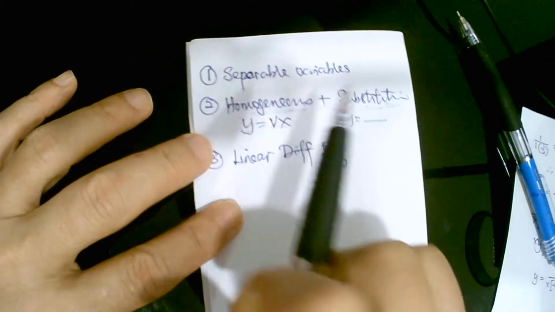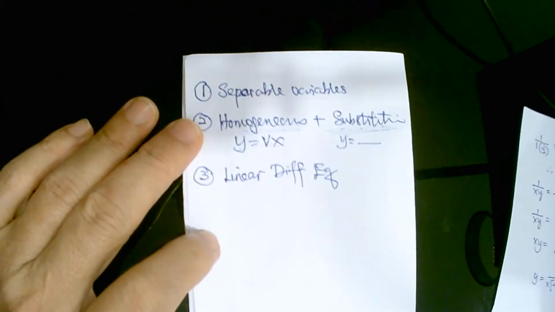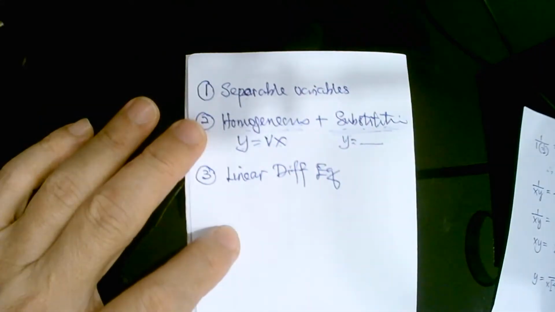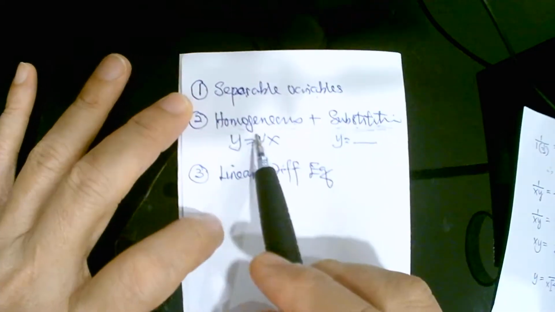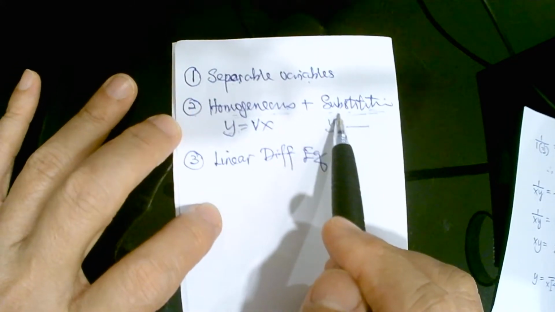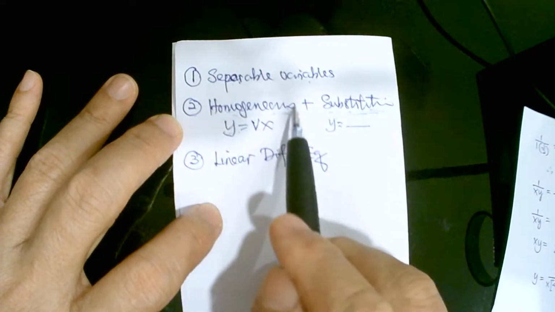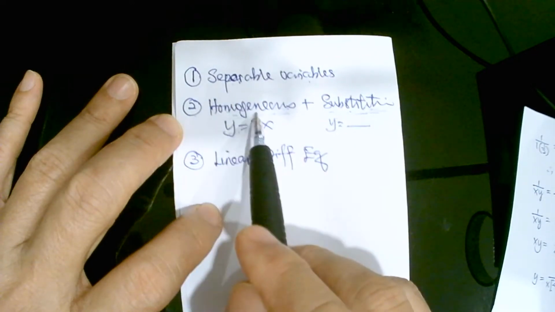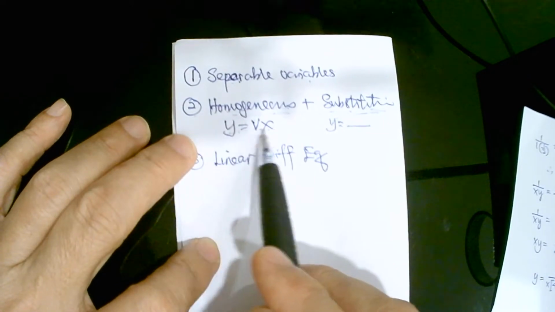Okay, today we are going to learn one more type of differential equation. We have already learned separable variables. We have already learned homogeneous, and the other one is substitution. Homogeneous, I have already shown you how to identify whether it's homogeneous or not. For the homogeneous case, you always substitute y equal to vx.